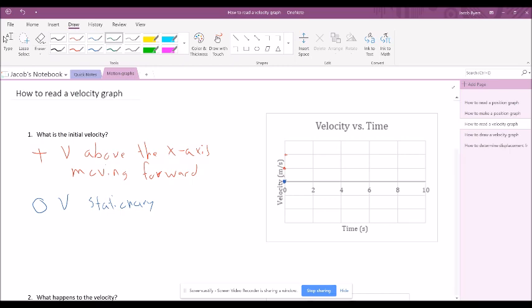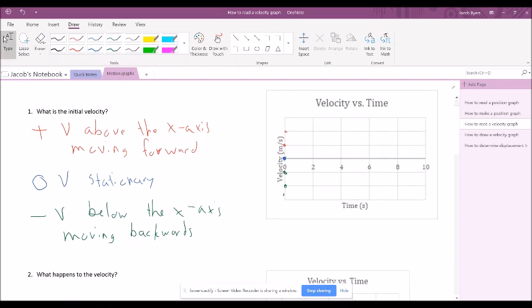Okay? Then our third option, logically, would be negative velocity. So that's going to be somewhere below the x-axis. So anywhere down here, negative velocity, negative velocity, negative velocity. Anything below that x-axis means you are moving backwards, okay? And the farther negative you are, the faster you're moving backwards, but nonetheless, you're still moving backwards.